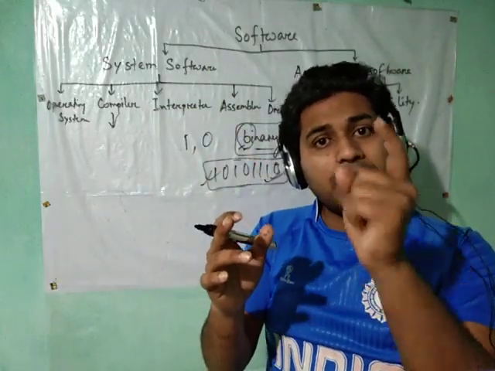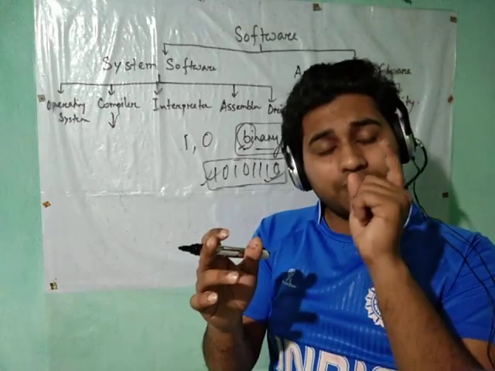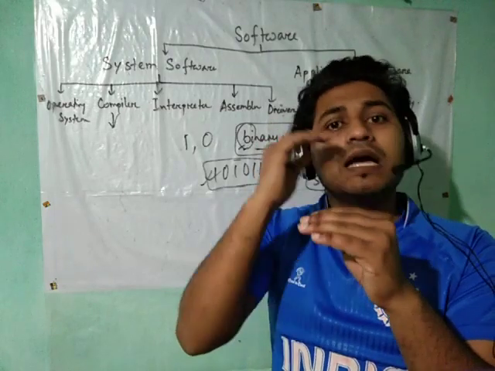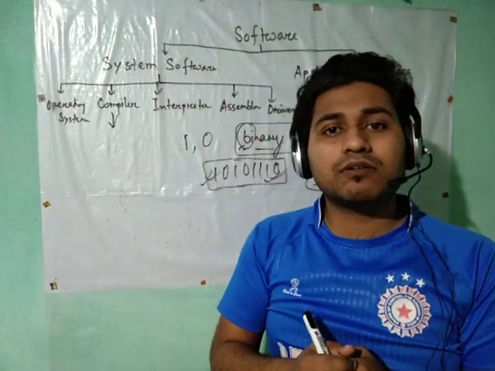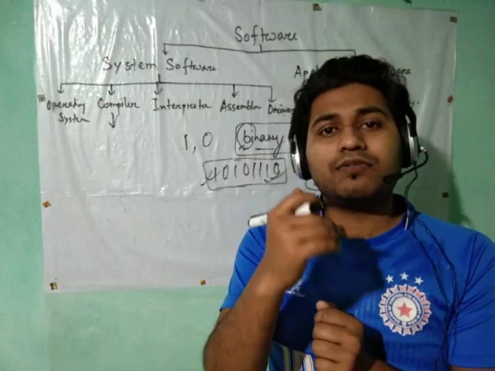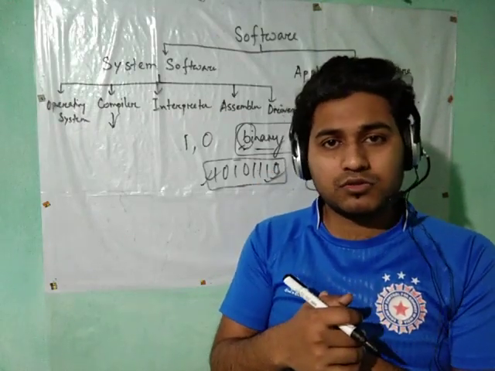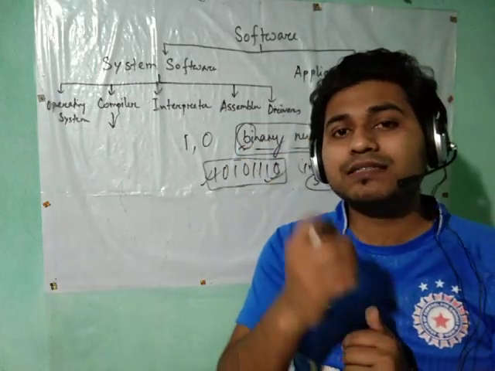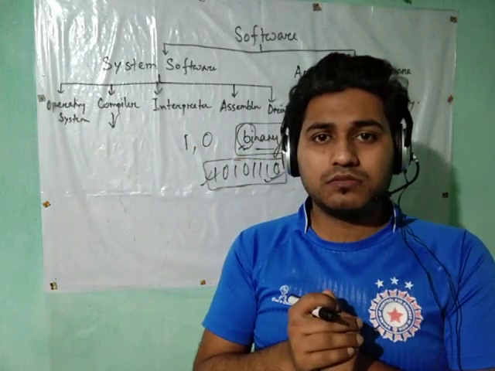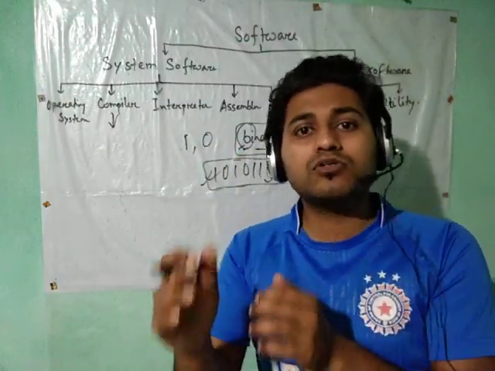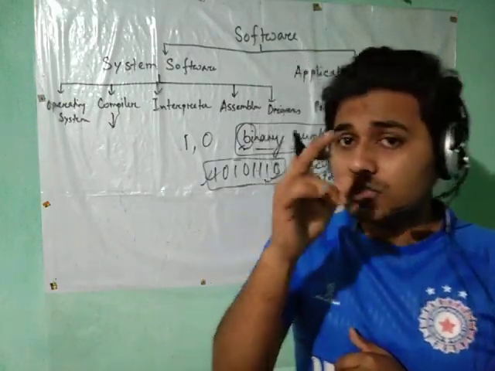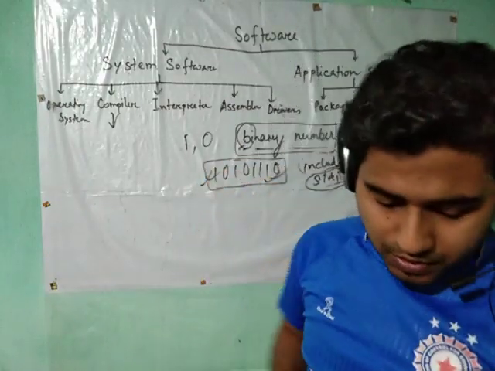Assembler will convert assembly language into machine language. But remember one thing, in case of a compiler, it will convert high level language, not assembly language, into machine language as a whole. Now what about an interpreter? An interpreter will also convert high level instructions into machine level instructions. I hope you understood. But it will do it line by line, or instruction wise.